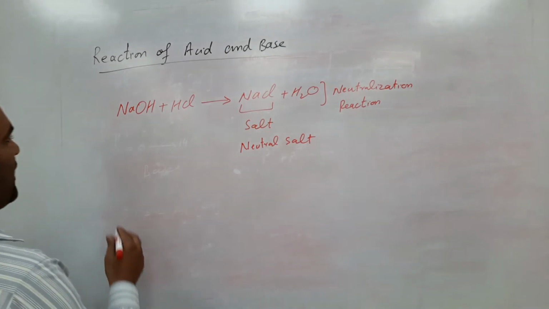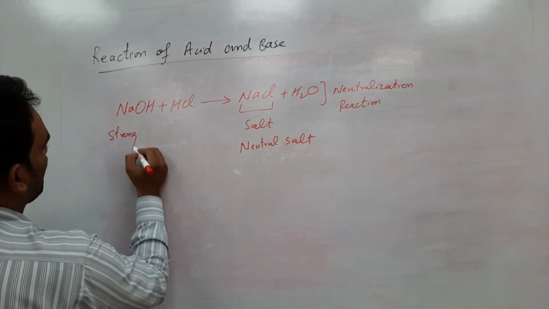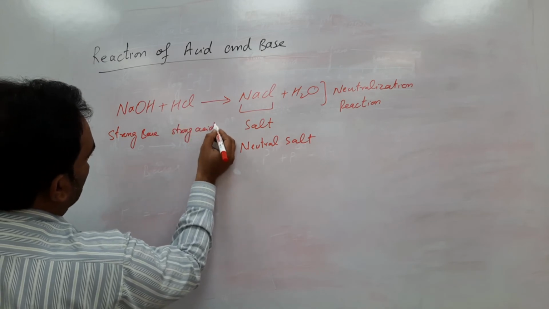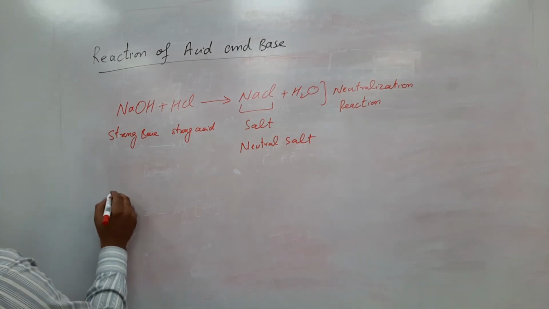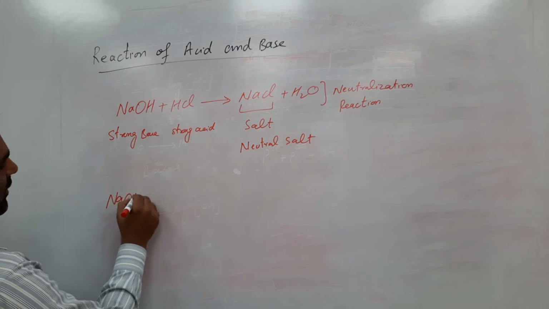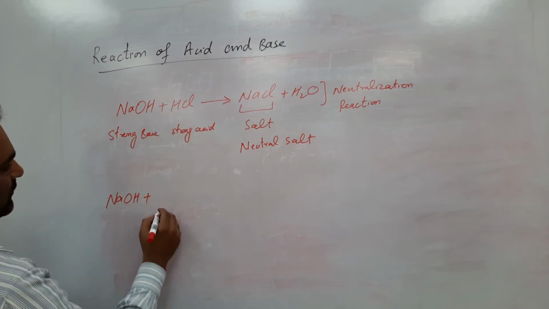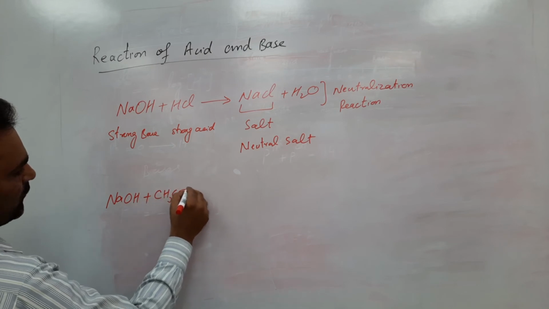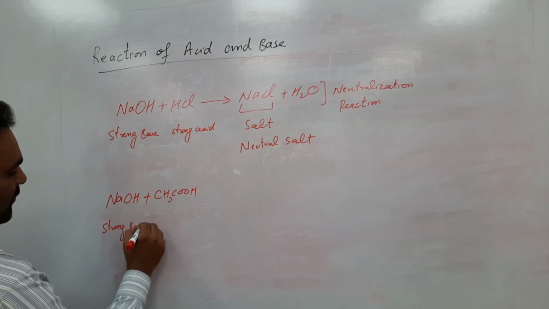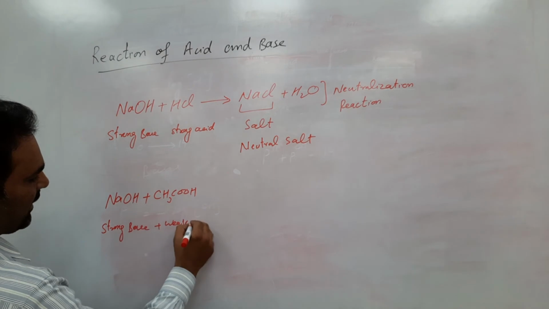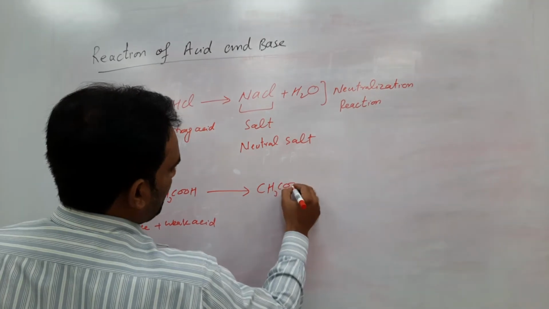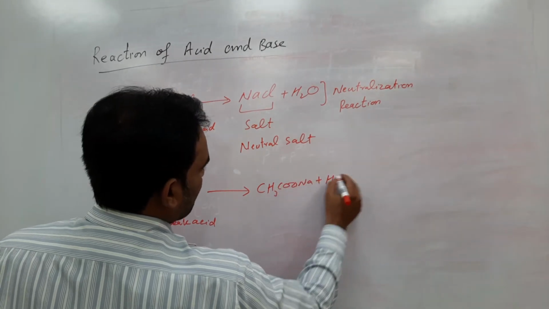Okay. And here you have strong base and strong acid. If you have a situation like this, sodium hydroxide and, in this sort of situation, you have a strong base and weak acid. This reaction will give you this sort of salt.